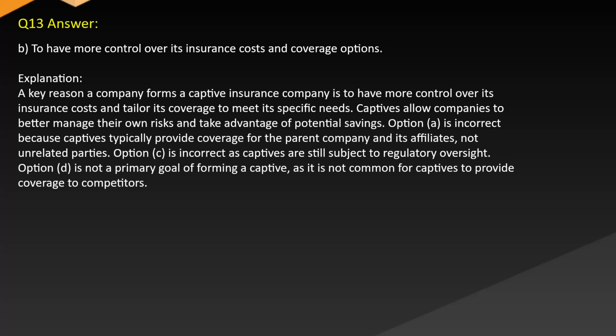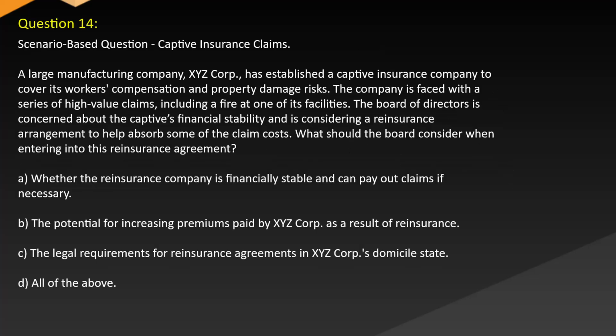Option A is incorrect because captives typically provide coverage for the parent company and its affiliates, not unrelated parties. Option C is incorrect as captives are still subject to regulatory oversight. Option D is not a primary goal of forming a captive, as it is not common for captives to provide coverage to competitors. Question 14.